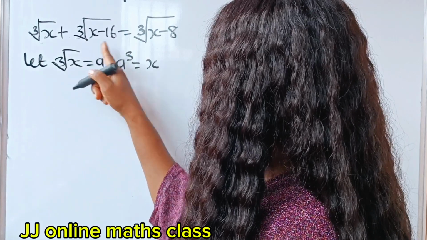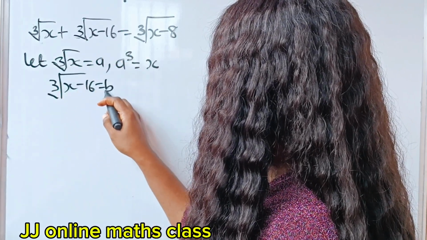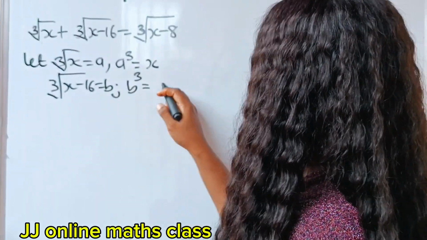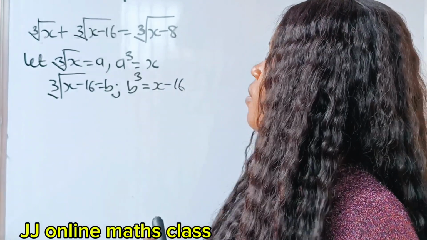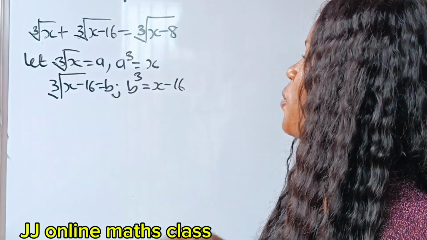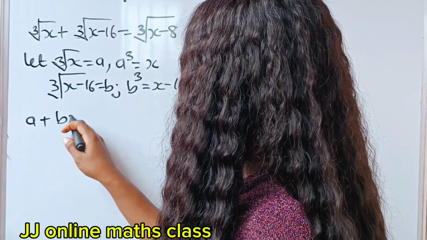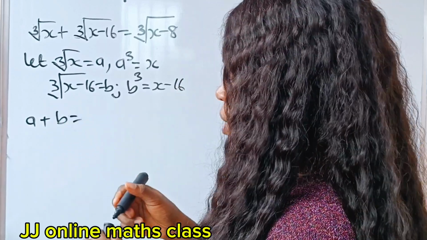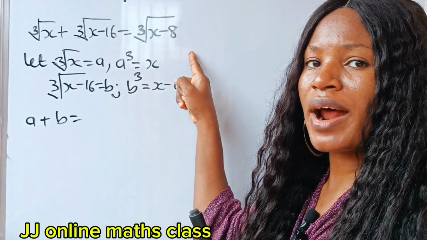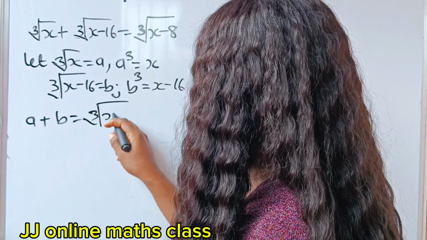Similarly, let the cube root of x minus 16 be equal to b. So that means that b to the power of 3 is equal to x minus 16. All right, now if we substitute these values into what we have here, we assign this as a, right? So this is a plus b is equal to, now if this is a and this is b, that means that this is a plus b, right? That means a plus b is equal to this, that is the cube root of x minus 8.